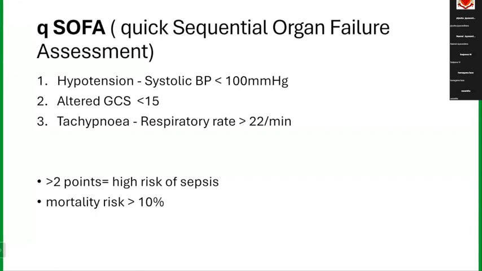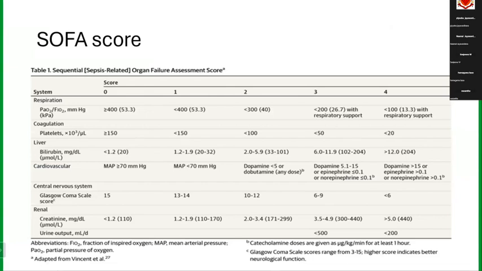So always consider another scoring system. The SOFA score, the sequential organ failure assessment score, is used most of the time in our ICUs. Here we look at respiration, coagulation, liver, cardiovascular, central nervous system, and renal systems, and we give a score depending on the values of these parameters.